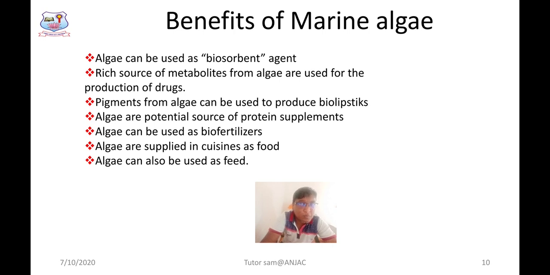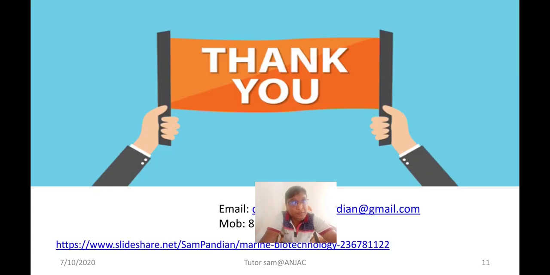Algae are a potential source of protein supplements. As I told you, algae are rich in proteins. Almost 60% of the algae is made up of proteins, which helps provide protein supplements, right? Which helps us protect ourselves from the protein deficiency disease called kwashiorkor. Algae can be used as biofertilizers. They are supplied in cuisines as food. Algae can also be supplied as feed for animals for its growth and milk production.